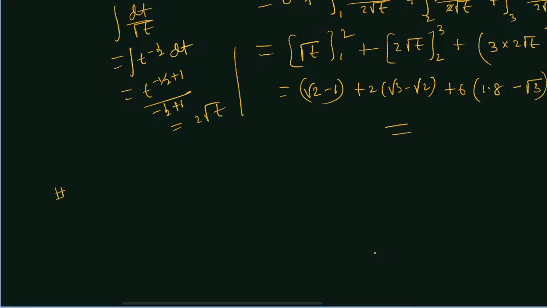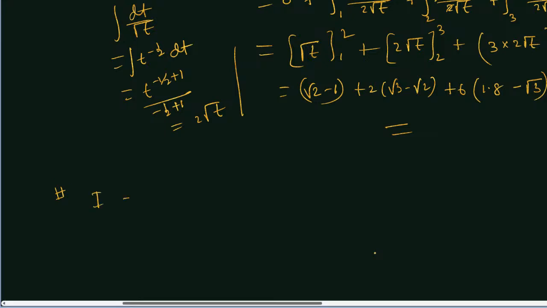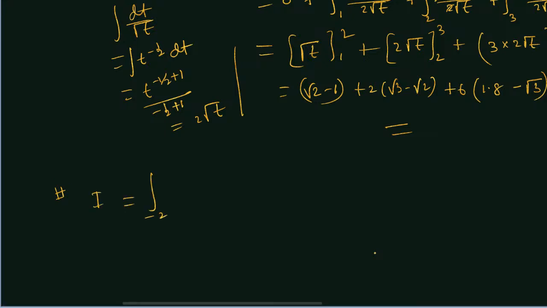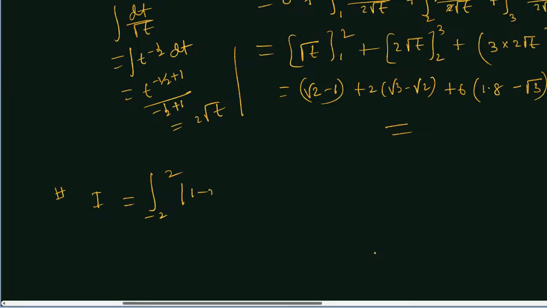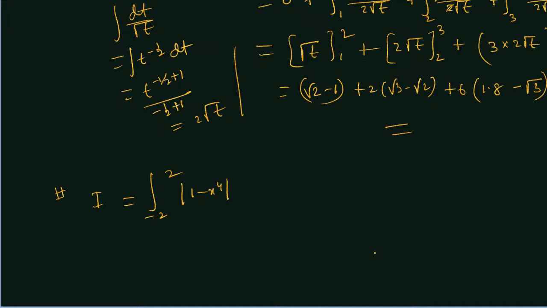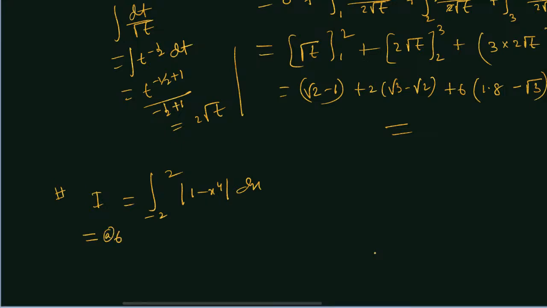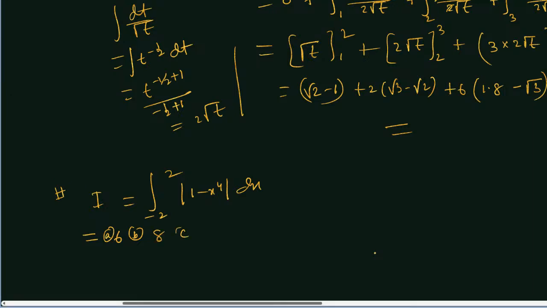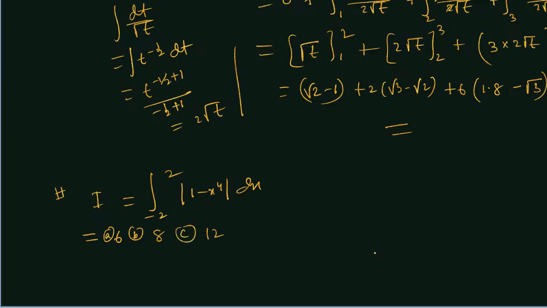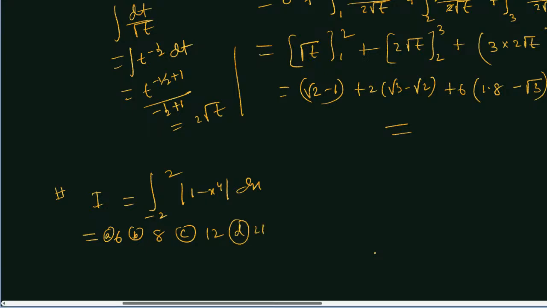Suppose this is a mod function. I equal to minus 2 to 2, modulo of 1 minus x^4 dx. This equals, options: A, 6; B, 8; C, 12; and D, 21. Which one is correct?